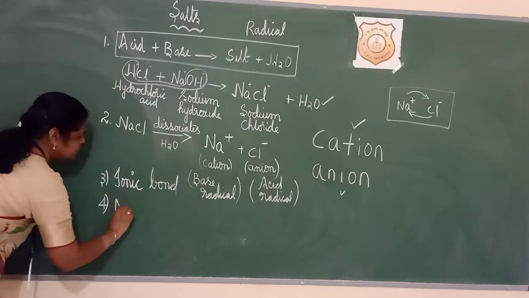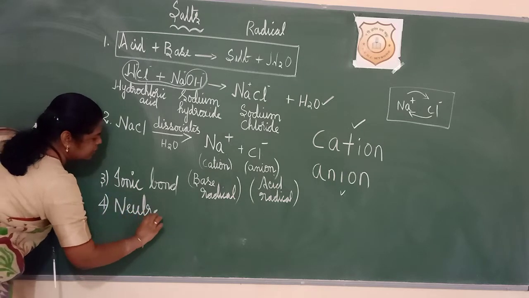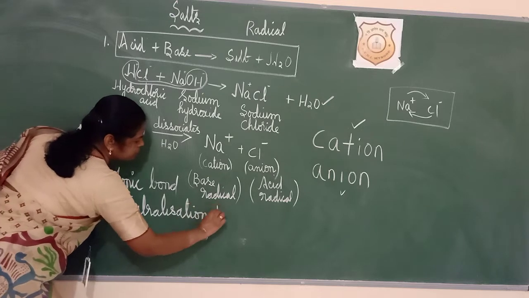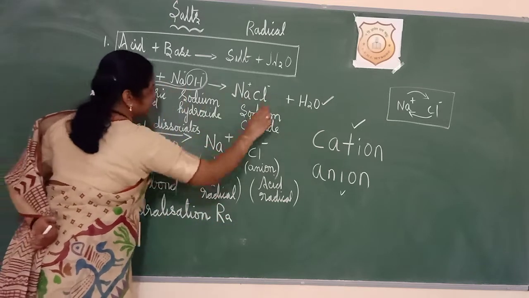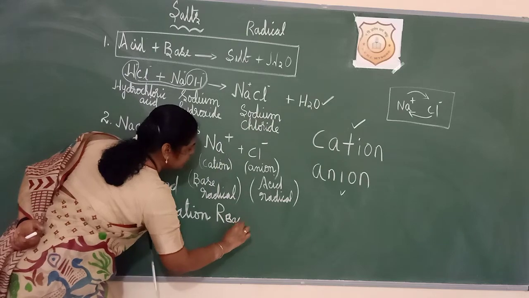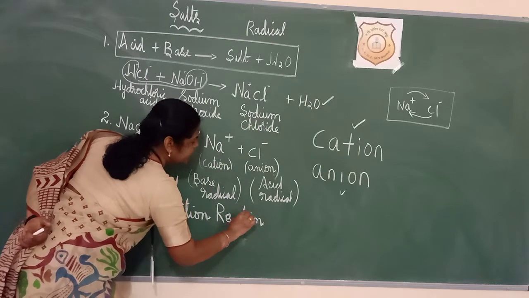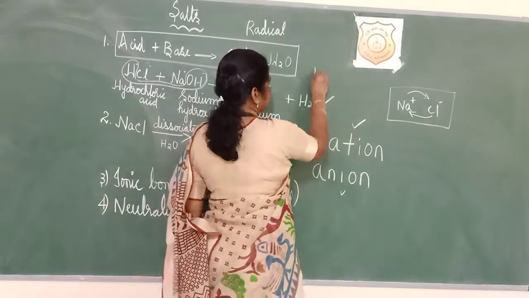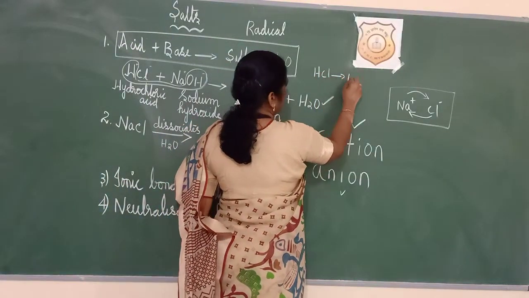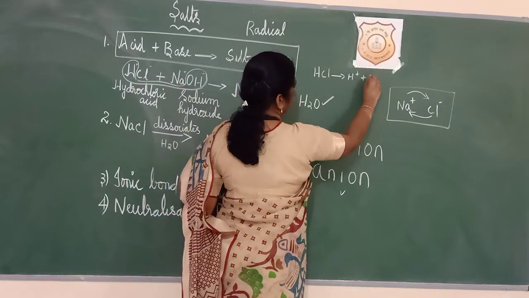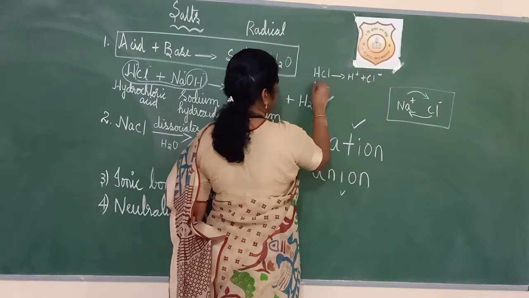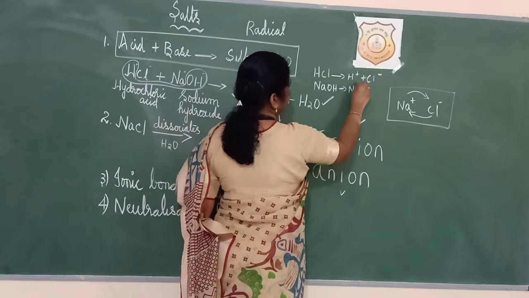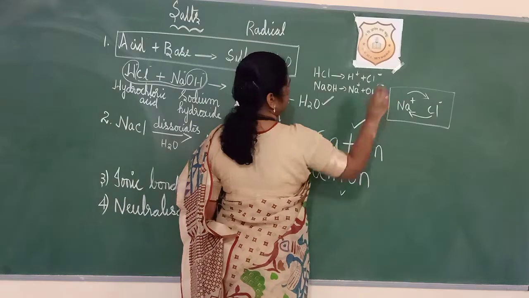It is called the neutralization reaction. Why is it called the neutralization reaction? This reaction, what we have studied, that is called the neutralization reaction. It will get neutralized. The hydrogen ions produced from HCl, when it dissociates, will give H+ and Cl-. In the same way, NaOH, when it dissociates, you will get Na+ and OH-, right?